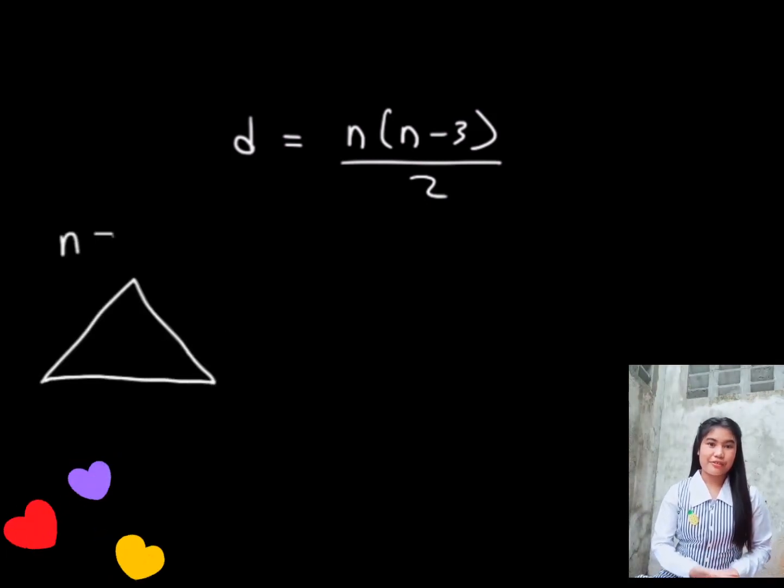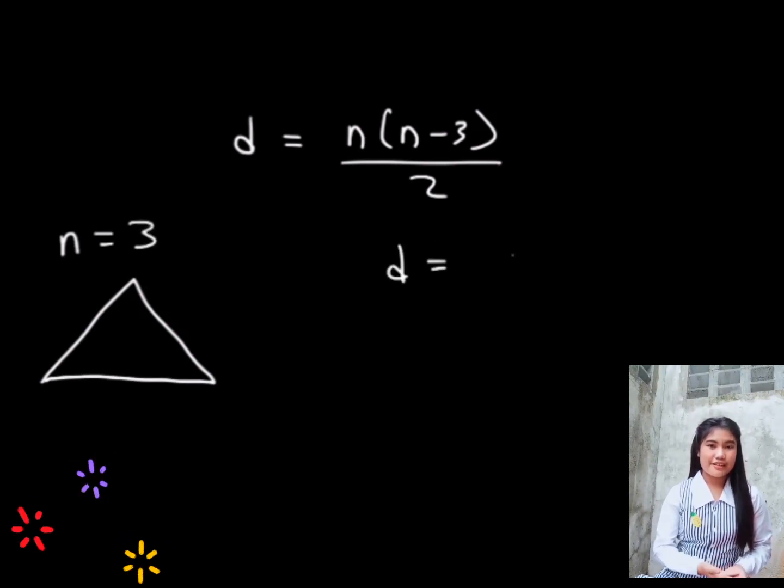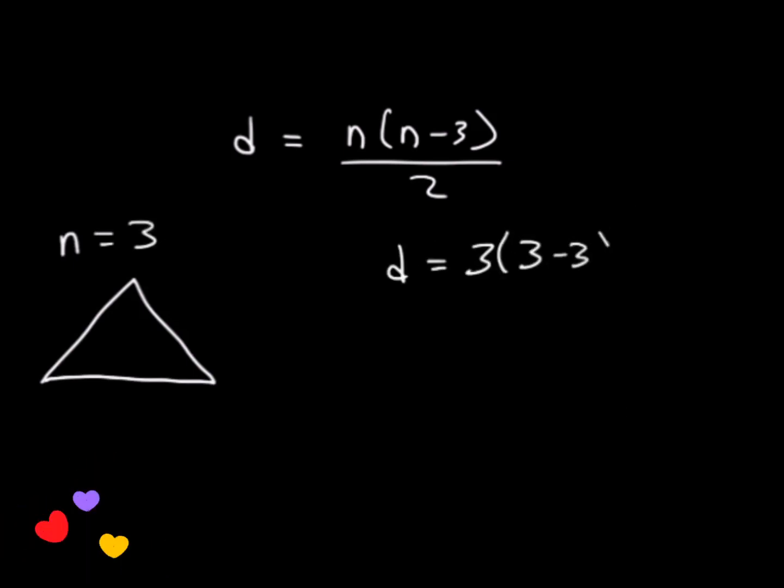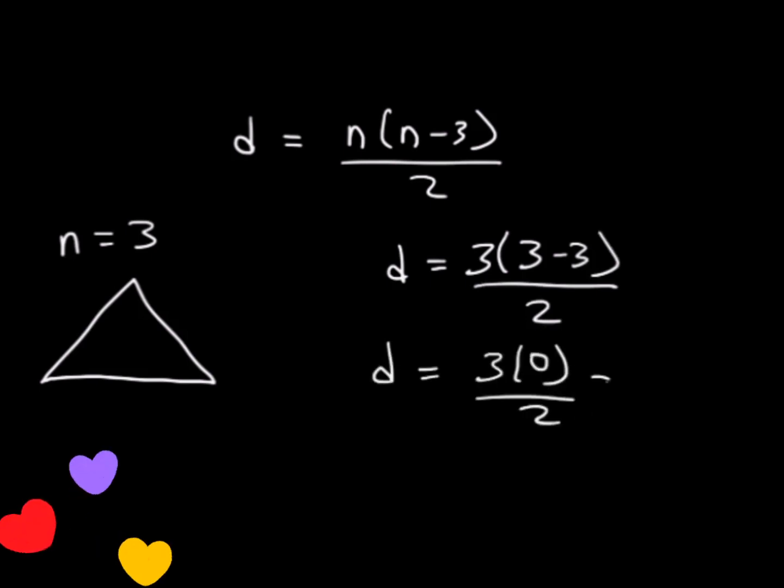Now, let's try with a triangle. Triangle has 3 sides. We all know. Now 3 minus 3 is 0, and 0 times 3 is 0, and 0 divided by 2 is 0 also.